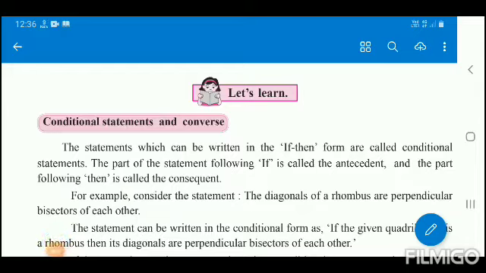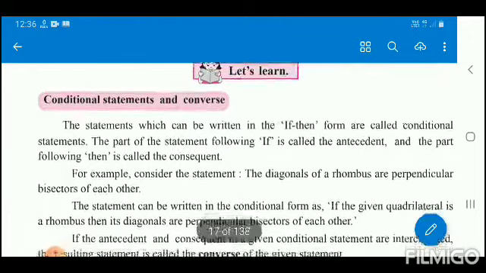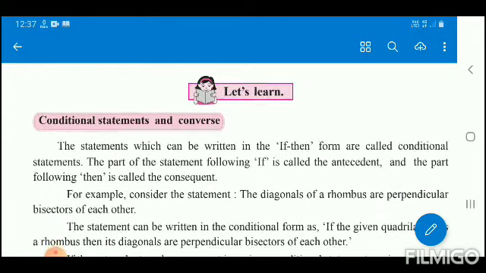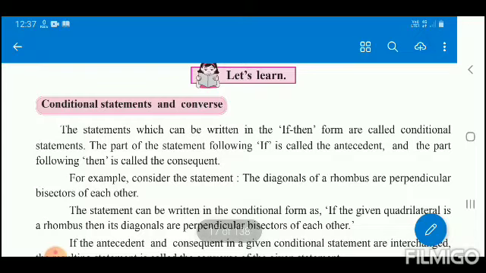Hello students, today we will see conditional statements and converse from your Mathematics Part 2, topic number 1, Basic Concepts in Geometry. So let us learn conditional statements and converse. The statements which can be written in the if-then form are called conditional statements.